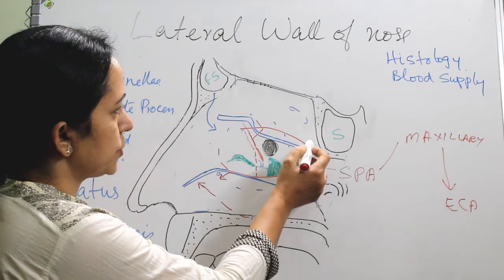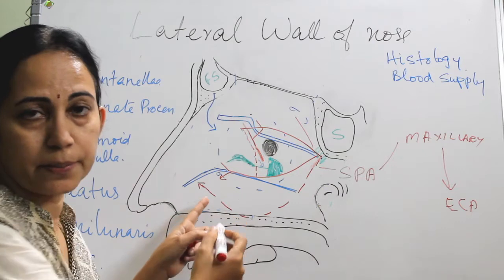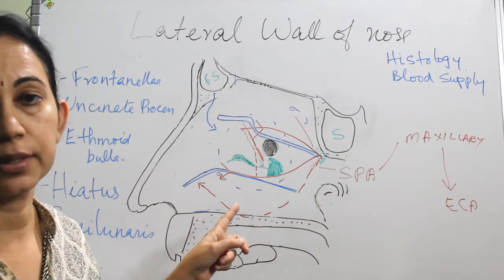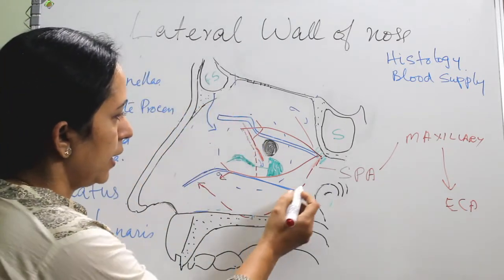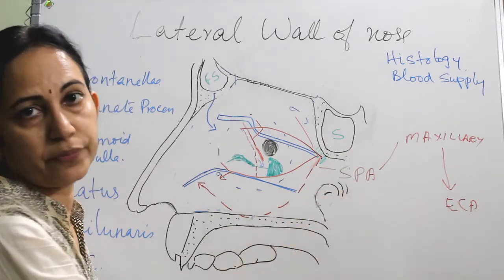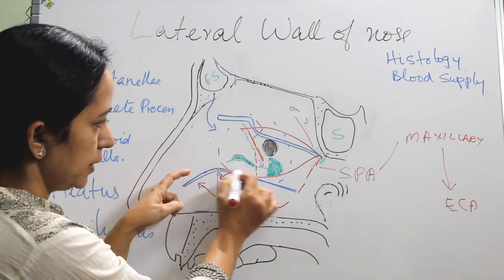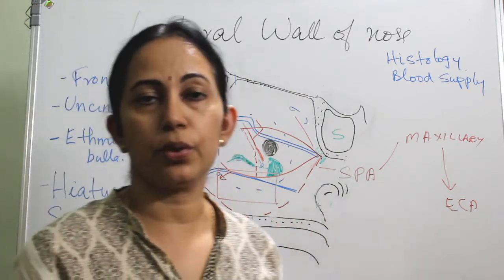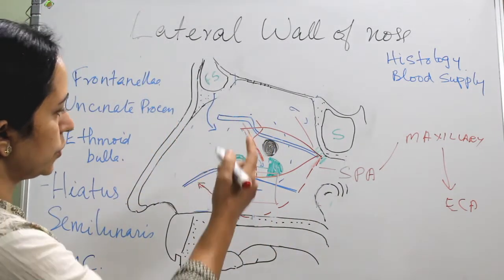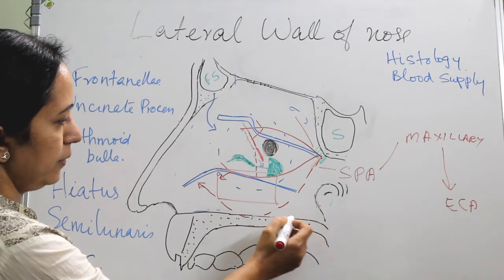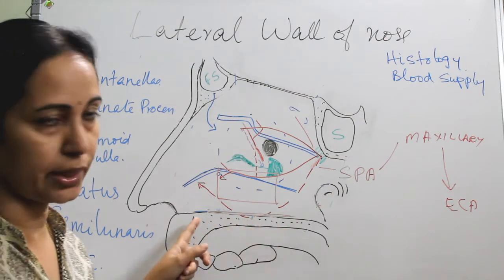It supplies a branch to the superior turbinate, the middle turbinate, and also a branch to the inferior turbinate. The importance of the branch to the inferior turbinate is that it goes deep to the inferior turbinate and then comes anteriorly. So the central portion of the inferior turbinate is relatively avascular. Also, an area is supplied by the greater palatine artery.